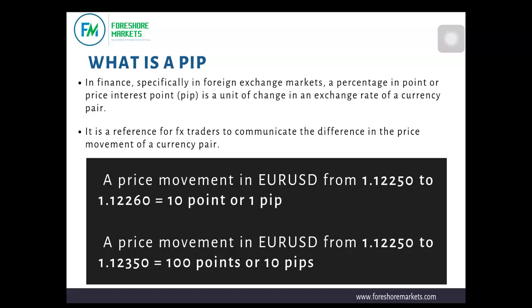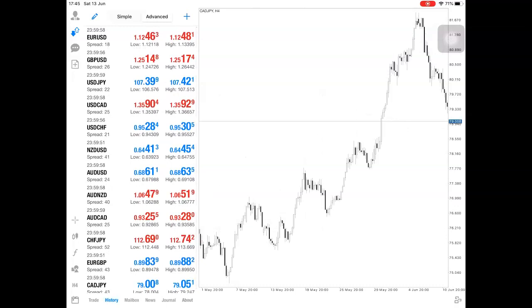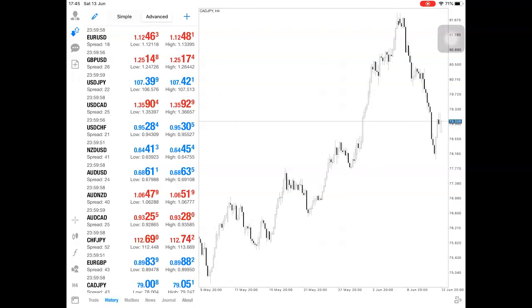Let me quickly show you on the real MetaTrader 4 platform. So we are here on the real MetaTrader 4 chart. Now let's look at the prices. For example, Euro USD, you can see to the right of the decimal 1.12463 at the top there. The next one we have is pound dollar 1.25148. Skip the JPY pair. The next one is USD CAD 1.35904. As you can see, it's 5 decimal places. Then now let's look at the JPY pairs.